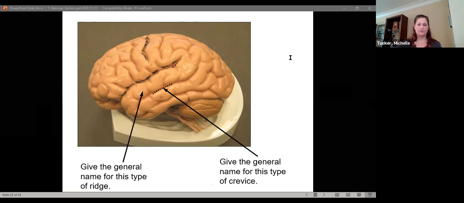So what is the general name for this type of ridge? So it's the surface area part. Yep, very good. Okay, that is a gyrus. And then what is the general name for this type of small crevice? Yep, very good. And so this one would be the lateral sulcus.